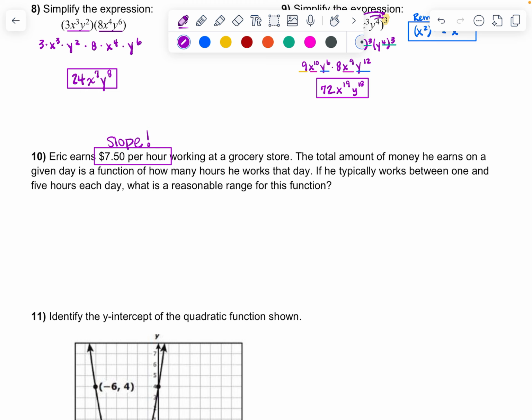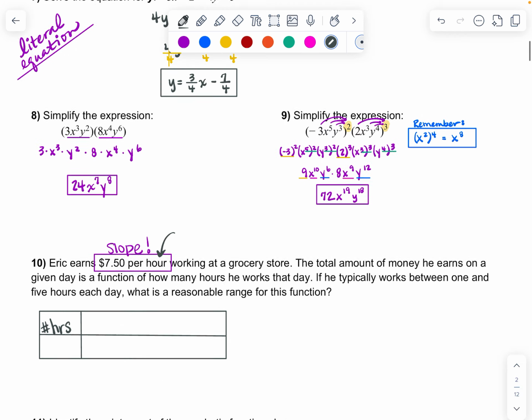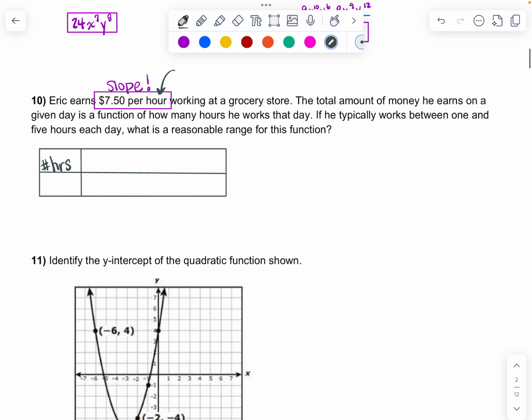Okay, so a couple things you can do here. I'm a sucker for a table, right? Anytime I can, I like to make a table, just because it's really easy to fill in. And so I know my X and Y. X is number of hours, and I know that because of the per hour, right? And I know Y, and Y is the total money that he earns, right?